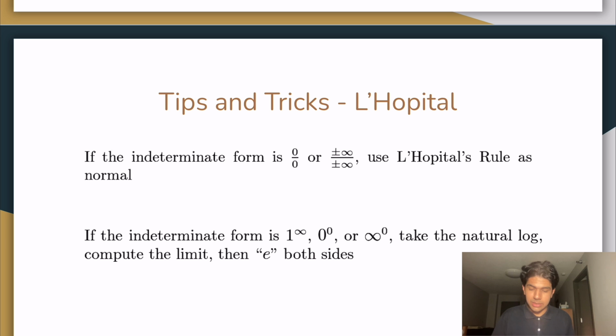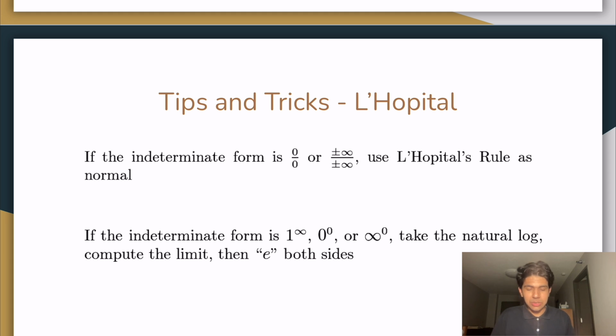However, there are some other indeterminate forms you can get. 1 to the infinity, 0 to the 0, or infinity to the 0 are all indeterminate forms. They're undefined, unknown values. And in this case, L'Hopital's rule does not apply because there's not necessarily a quotient being involved and it doesn't equal 0 divided by 0 or infinity over infinity. So for these kinds of limits, we're going to take the natural log of both sides, compute the limit, and then e both sides. Which might sound a little bit confusing, but we'll see an example of it.